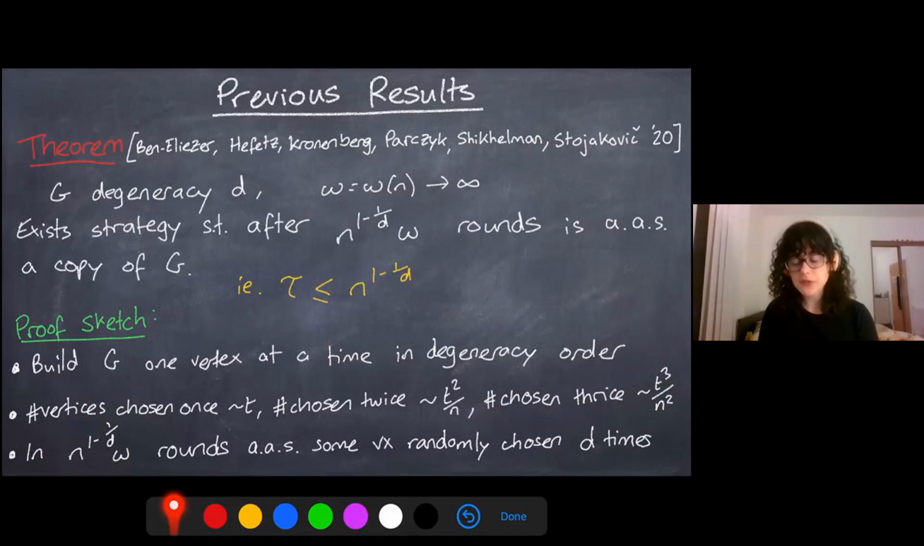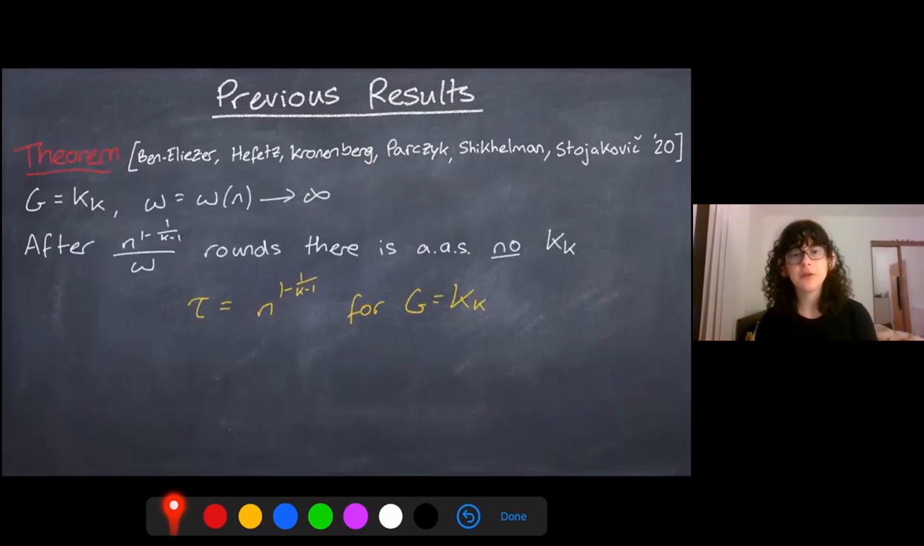They weren't able to prove a general lower bound, but they were able to prove a lower bound on the threshold for complete graphs. So I'll mention that. If G is a complete graph, if G is K_k, its degeneracy is k minus 1. And they showed that if you only allow yourself n to the 1 minus 1 over k minus 1 over omega rounds, no matter what strategy you use, you cannot make a K_k asymptotically almost surely.